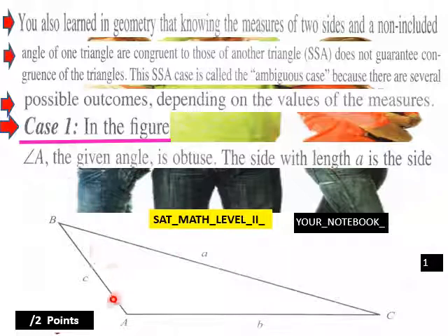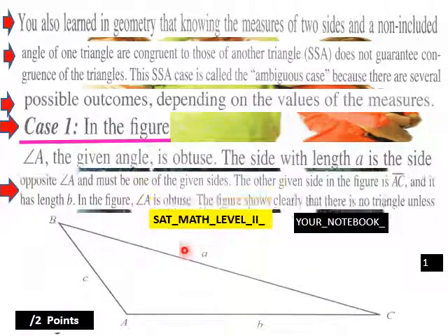Case 1, in the figure here, we have this situation with this triangle. Angle A, the given angle, is obtuse. This is obviously an obtuse angle. The side with length a, so this side over here, is the side opposite angle A. It must be one of the given sides. The other given side in the figure is AC, and it has length b, so here's our length b.